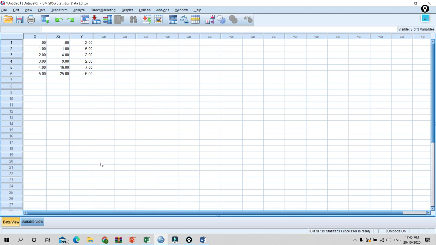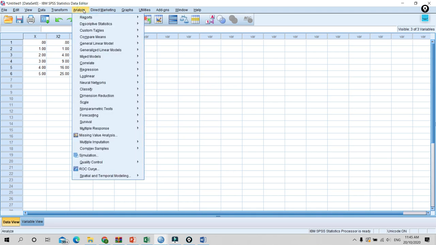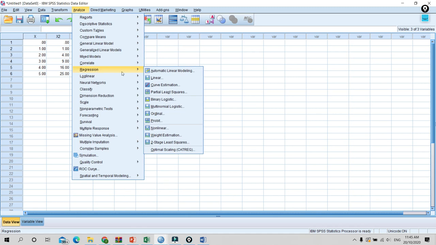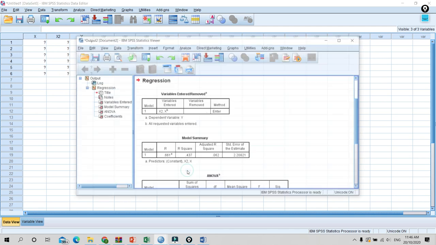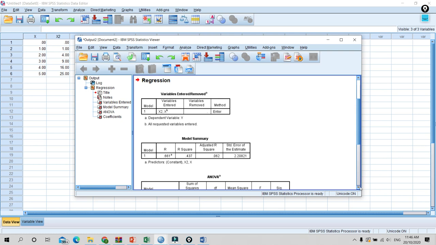This is a quadratic equation, so you go to the same method. You go to analyze, then select regression, then go to linear here. Even though we want to find a quadratic equation, we go to linear here. My dependent variable is still y, so I select y here. I have two independent variables, x and x squared. Then I click OK. So this is my regression.